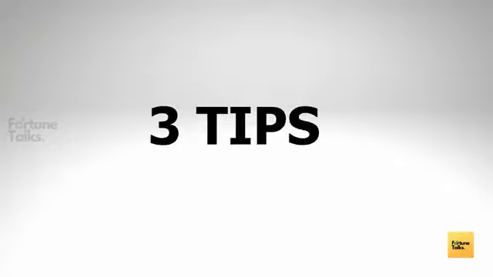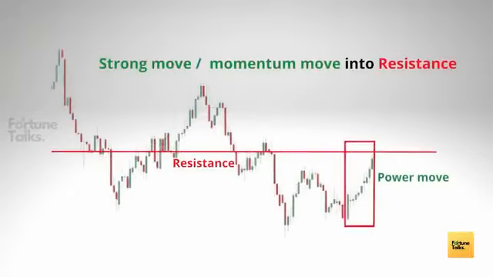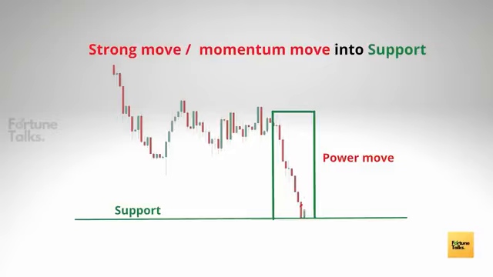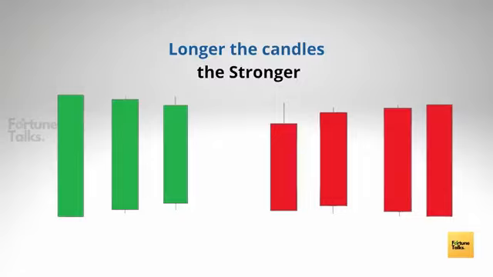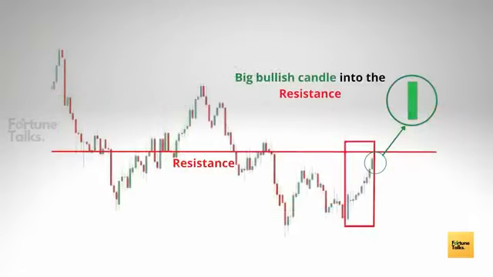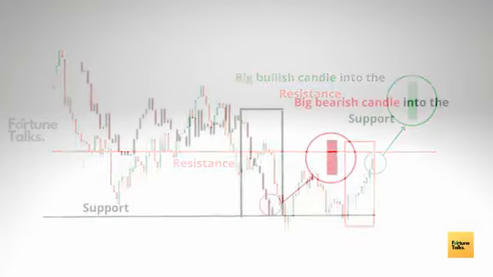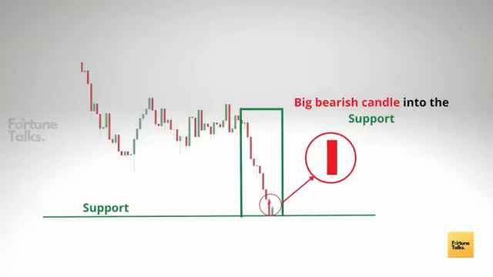The first and foremost thing is that you want to see a power move or a momentum move or a strong move into the market structure. What this means is that if you have drawn an area of support or resistance, you want to see a strong move into the level. By strong move, I mean big or large bodied candles, which in turn means that for an area of resistance, you want to see a strong bullish candle coming into the area of resistance. And in case of a support level, you want to see a strong bearish candle coming into the support. This is what I mean by a power move or a momentum move.